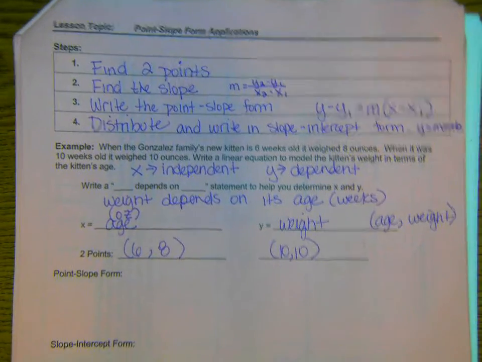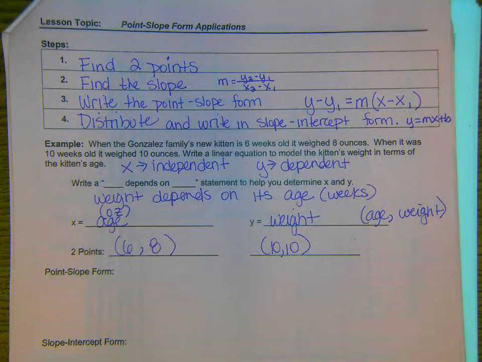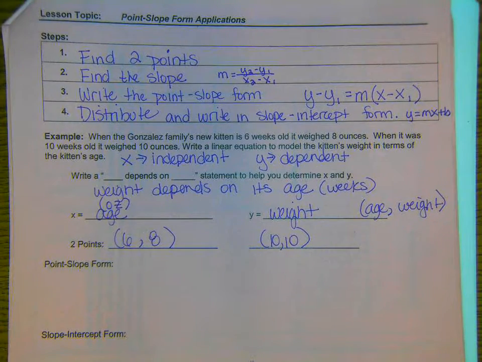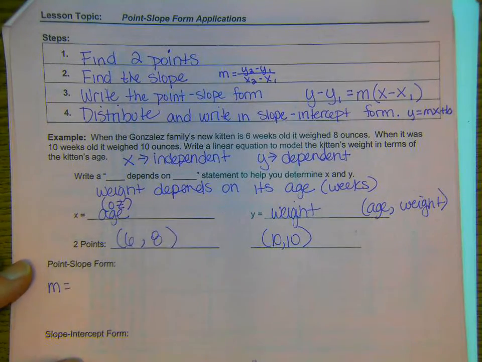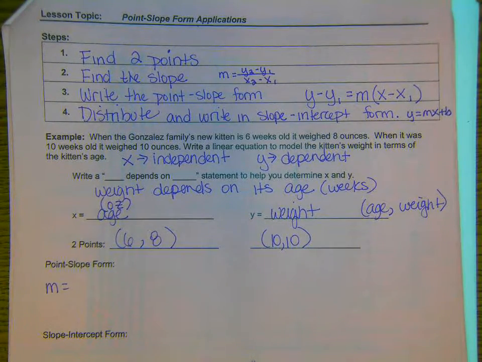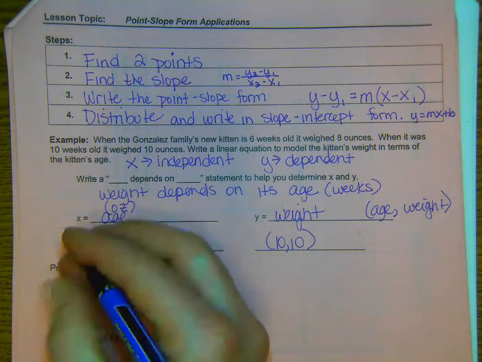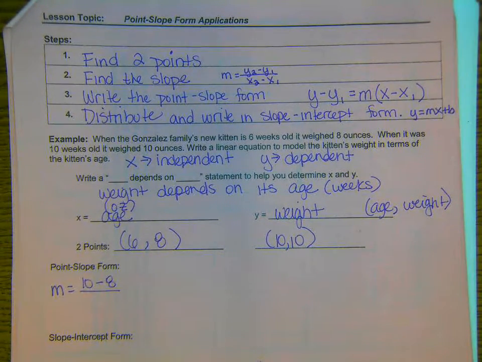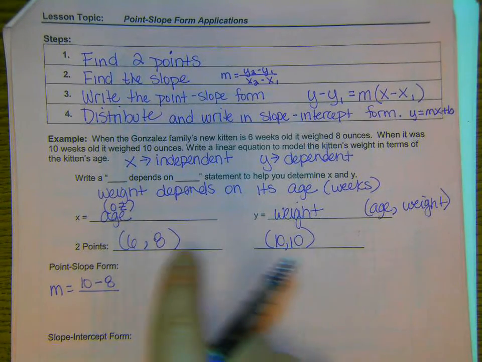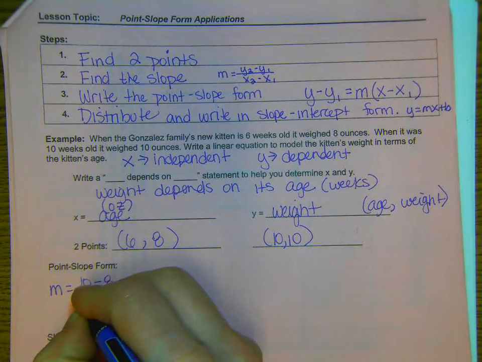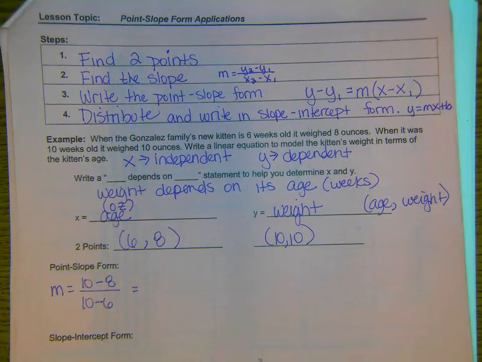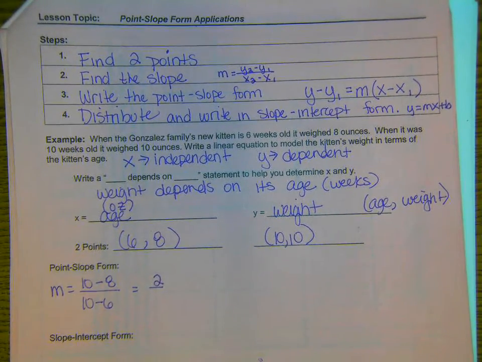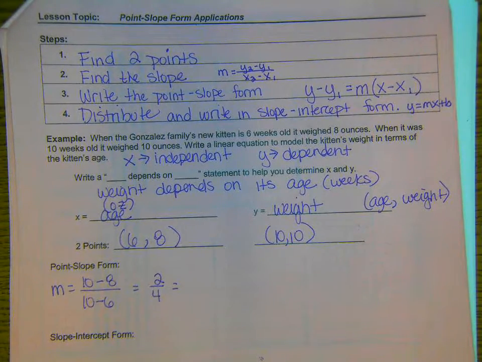So guys, once we do this part, this is no different than what we did yesterday. Okay, so what should we do first? Did I do number 1? Did I find 2 points? I did. Now what should I do? Let's find the slope. Okay, Cody, what should we do on top? 10 take away 8. If we do 10 take away 8, then, Christy, what should we do on the bottom? I need to do 10 take away 6 on the bottom. Okay, so on top we have a 2, and on the bottom we have a 4, which we can reduce to 1/2.